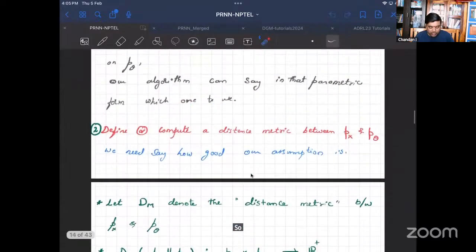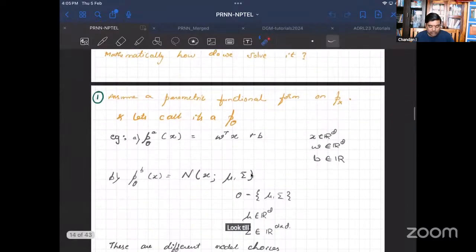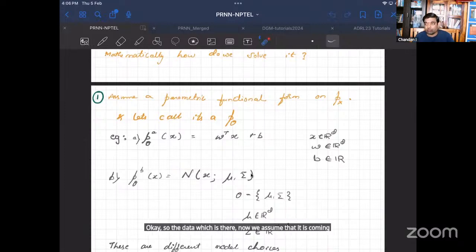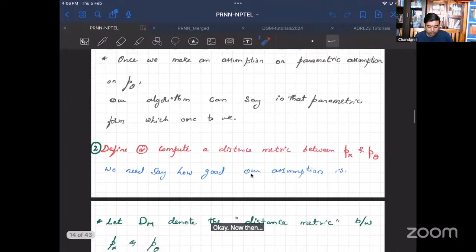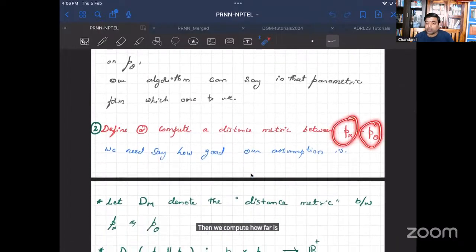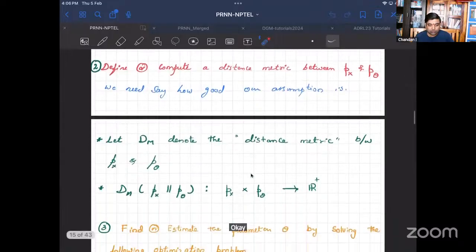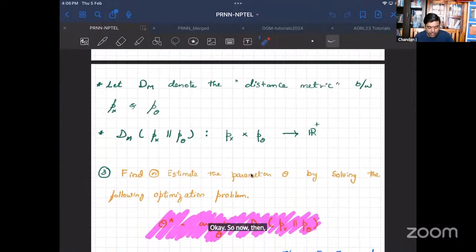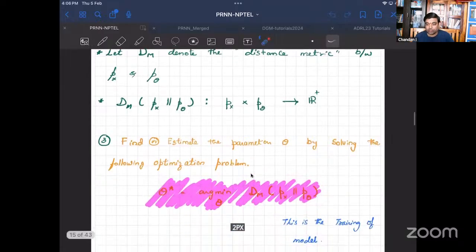So now, what did we look at till week 2? We assume a parametric form for Px. The data which is there, we assume that it is coming from a specific distribution, which we will call P theta. Then we compute how far Px and P theta are. Then we need theta star such that whatever P theta you have considered goes as close to Px. This is the overall idea.